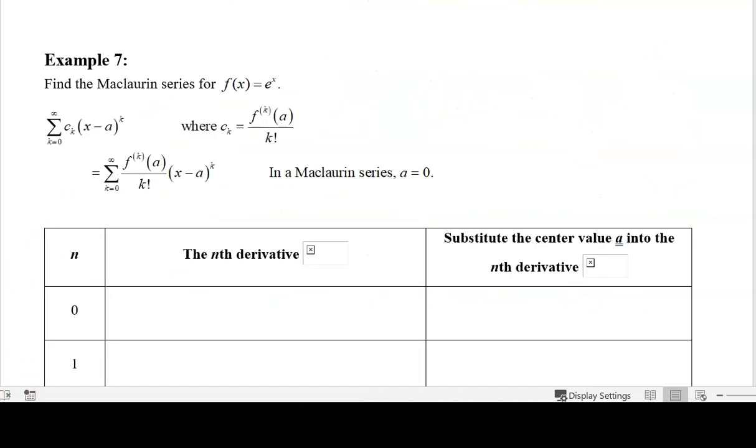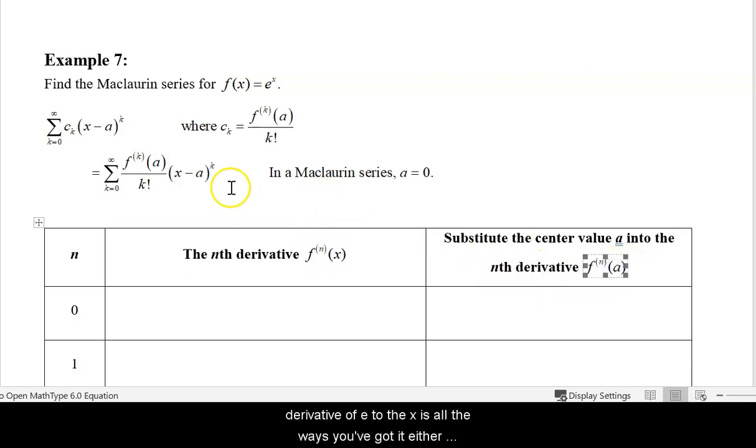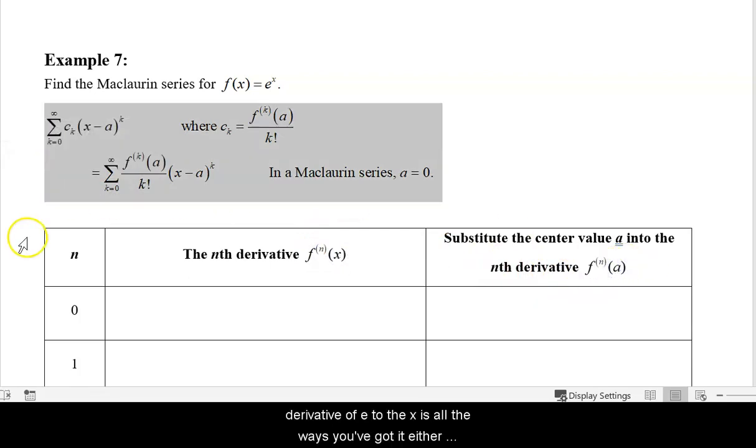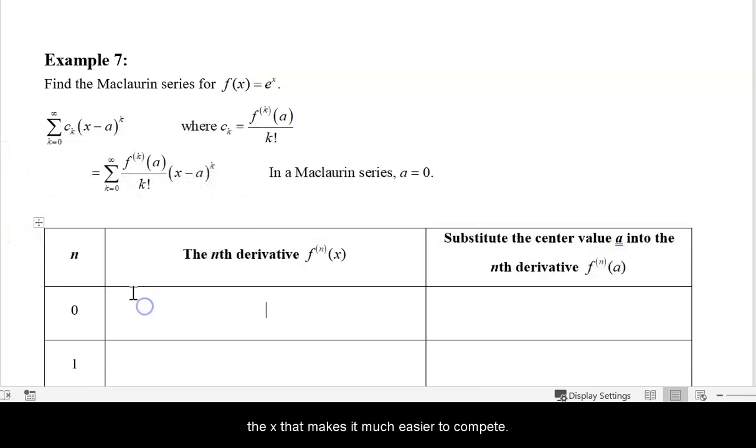Let's look at example 7, find the Maclaurin series for the function e to the x. We looked at e to the x yesterday when we were looking at Taylor and Maclaurin polynomials. E to the x is kind of a fun one for the simple reason that the derivative of e to the x is always, you've got it, e to the x. That makes it much easier to compute.